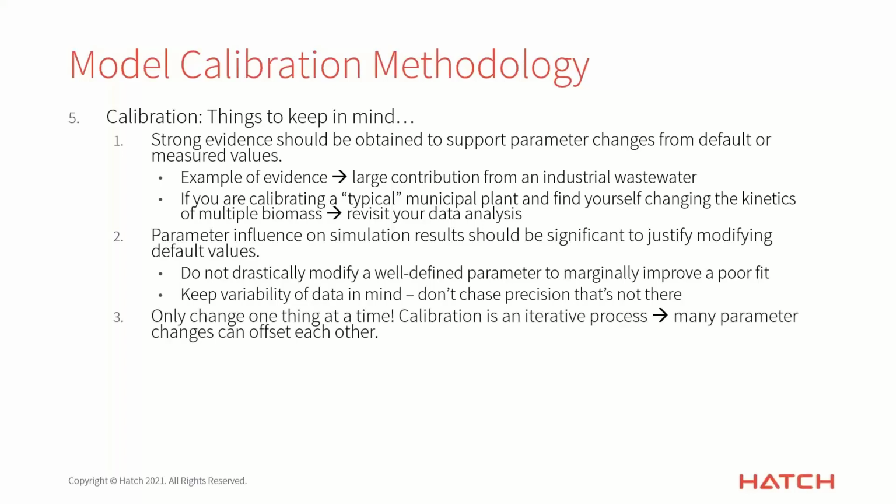Another thing is only change one thing at a time. Calibration is an iterative process, and many parameter changes can offset each other. So even if you're in a rush, I promise you it's going to save you a lot of time if you just stick to the strategy of only changing one parameter at a time. Because if you start changing multiple parameters, you're not going to know what parameter actually made the change that you're seeing, and it's just going to get very confusing.